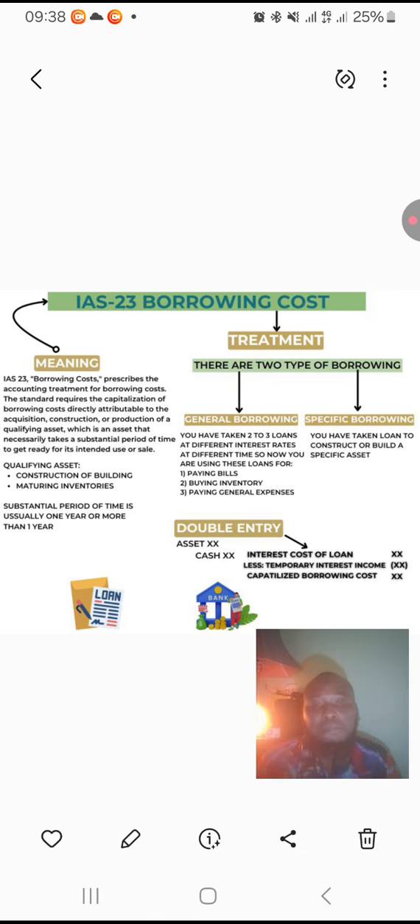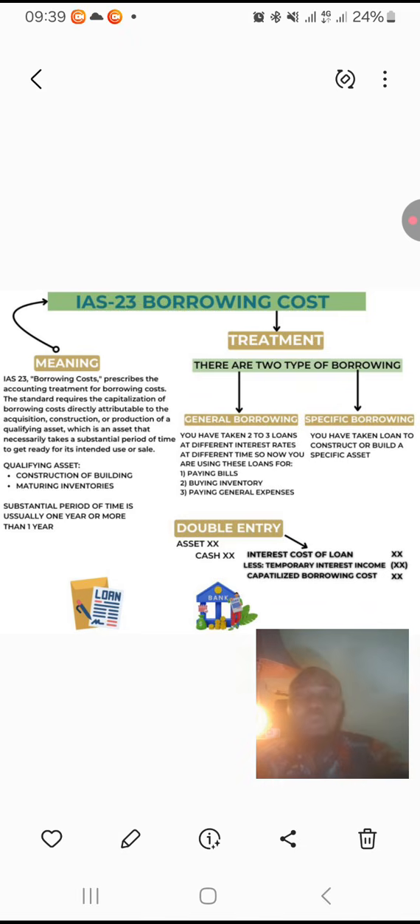So what do we mean by borrowing costs? Borrowing costs, according to IAS 23, is the cost incurred in financing a project or bringing a product to completion, which may take a couple of years to actualize. So this cost entails the initial sum being borrowed, which is the principal sum, and also the interest or the finance charge payable on the funds being borrowed.